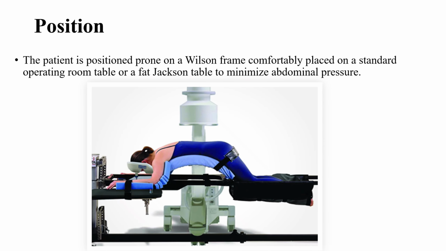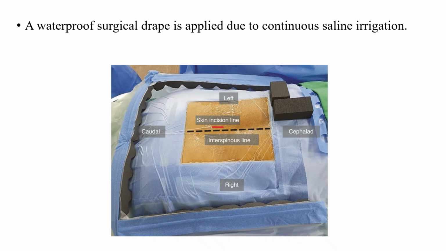Anesthesia. When you are starting your endoscopic surgical career, you can take the patient under general anesthesia. I usually operate all my cases under spinal anesthesia, SOS sedation. Position is typically prone, and all the pressure points should be secured. The abdomen should be free floating, so that there is no increase in abdominal pressure, and all the pressure points should be well padded. A waterproof surgical drape should be applied as this surgery is done under continuous saline irrigation.